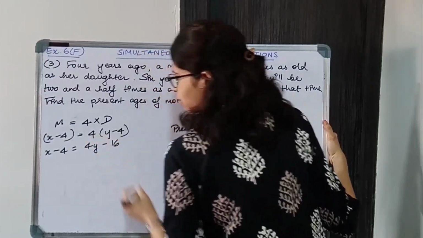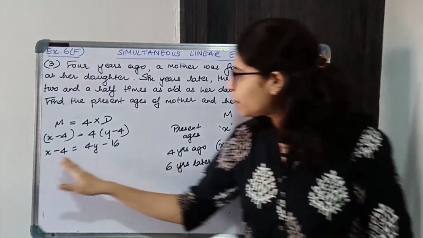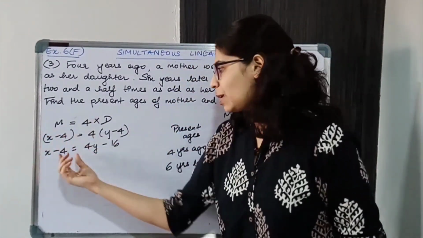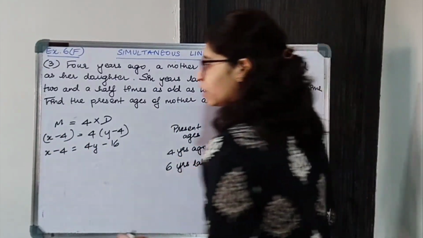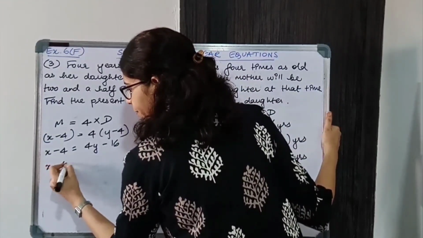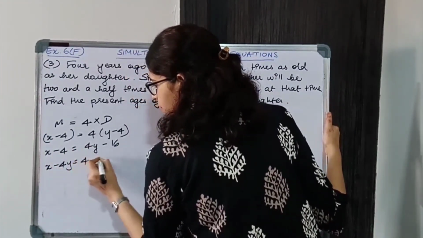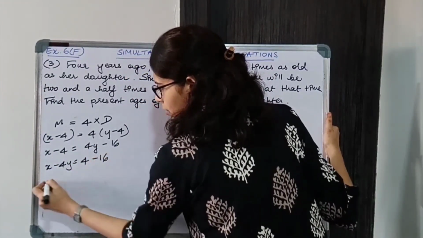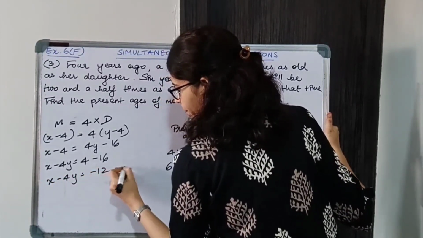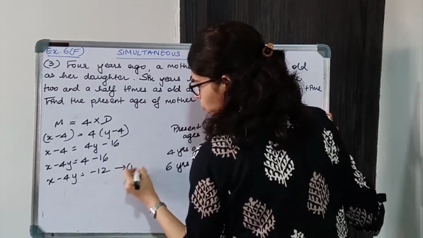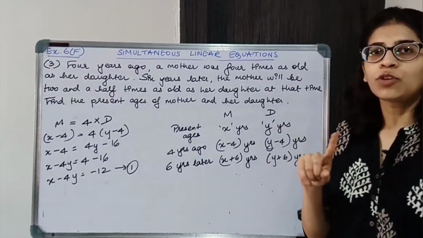4 4s are 16. Now students, always keep x and y terms in LHS and numbers in RHS. Okay, so we'll shift 4y over here, it will become minus 4y, and 4 over here, so it will become plus 4 minus 16. So x minus 4y is equal to minus 12. So mark this as 1. We need one more linear equation.